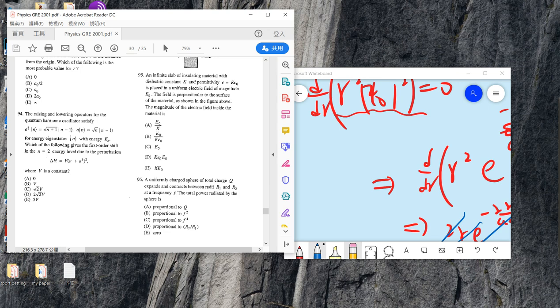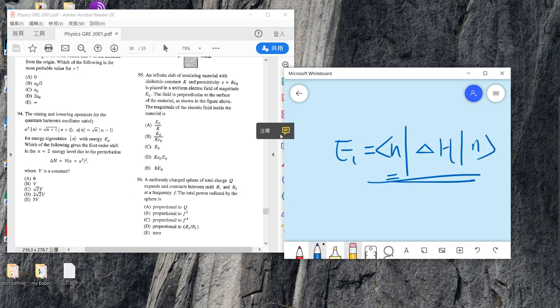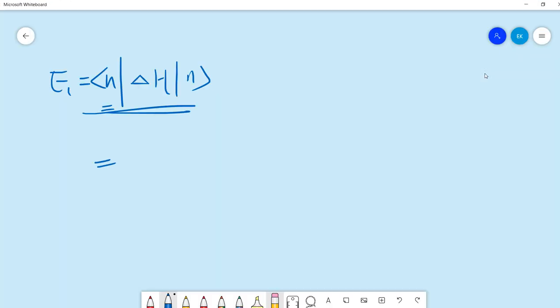So 74, harmonic oscillator, and it asks you about the first order shift. Okay, so I suggest that I believe you remember how to compute the first shift on the usual n states. Basically, you just use this, just compute this. Okay, so we just compute this. I think I do have to compute it because I guess probably you guys already forgot about it.